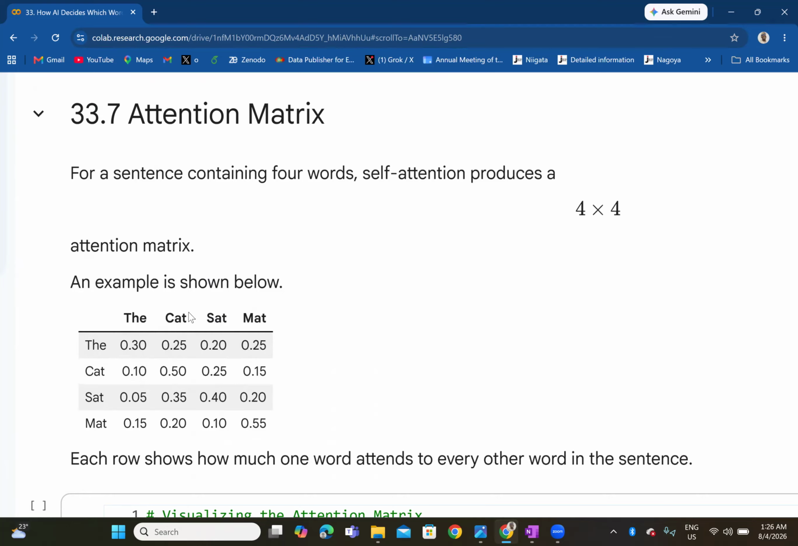Then when we go to cat now, you see cat and cat has the highest attention here, and then sat and sat has the highest attention. So every word has the highest attention to itself. So the focus then shifts to which other word it has the highest connection with. So apart from itself, the is connected to cat and mat a lot. Then cat is connected mostly to sat, apart from itself. Then sat is connected to cat, apart from sat itself. Then mat is most connected to cat like that. So each row shows how much one word attends to every other word in the sentence. And that's self-attention. Every word attends to itself and every other word.